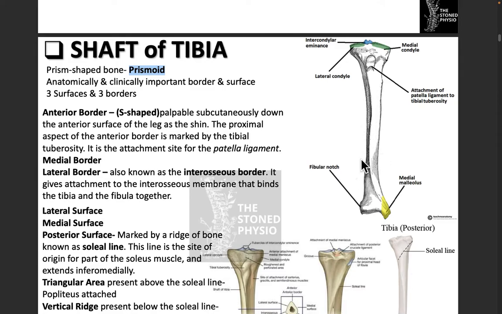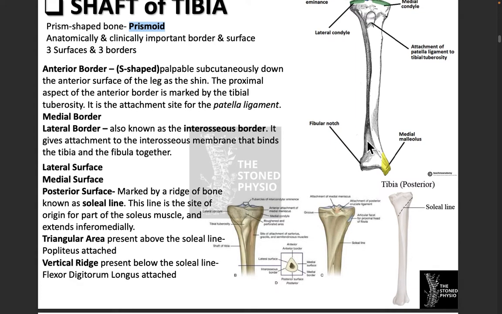Of course, the lateral border is supposed to be the interosseous border here. The lateral border will be the interosseous border. Why? Because the fibula is present on the lateral side of the tibia. That's why the interosseous membrane is on the lateral aspect of the tibia. That's why we say that the lateral border of the tibia is the interosseous border. And likewise, let us cover this quickly. We have three surfaces.